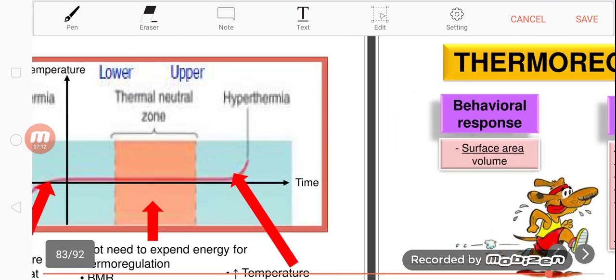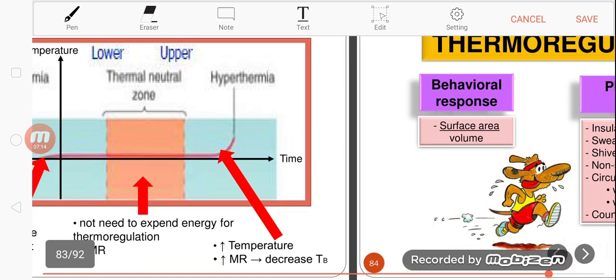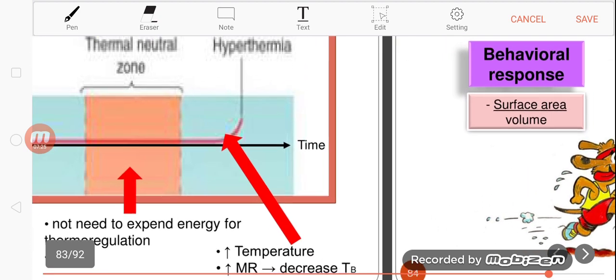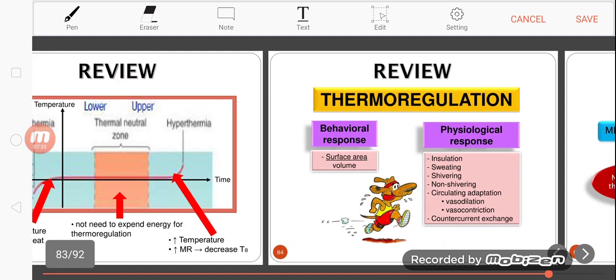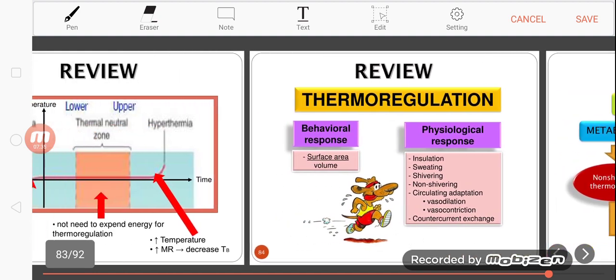Okay, upper critical zone here, so the high temperature. When the body system enters the upper critical zone, the body also has a high metabolic rate, but the aim of the high metabolic rate is to decrease the body temperature. Active cooling happens here.